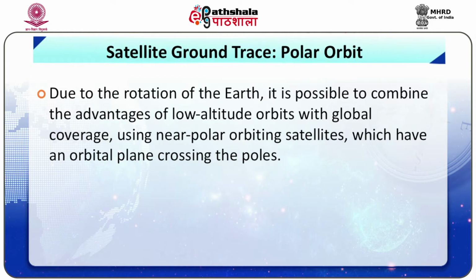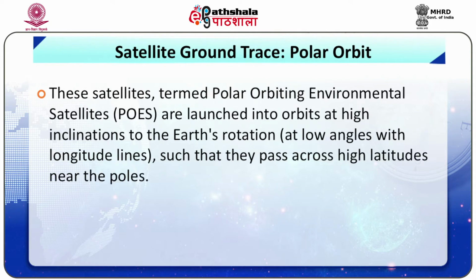Now we will discuss the satellite ground trace of a polar orbit. Due to the rotation of the Earth, it is possible to combine the advantage of the low altitude orbit with global coverage using polar orbiting satellites, which have orbital planes crossing the poles, as shown in figure number 6. These satellites, termed polar orbiting environmental satellites, are launched into orbit at high inclination to the Earth's rotation such that they pass across the high latitudes near the poles.